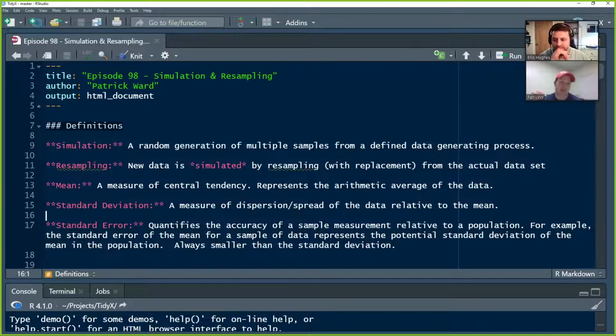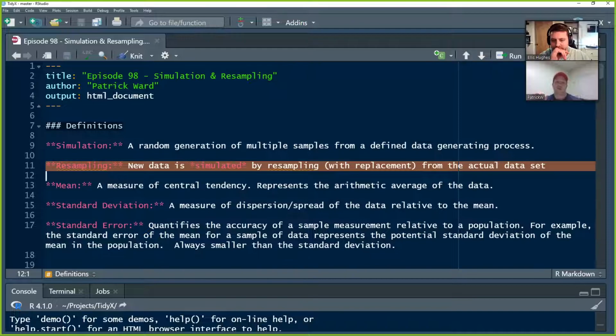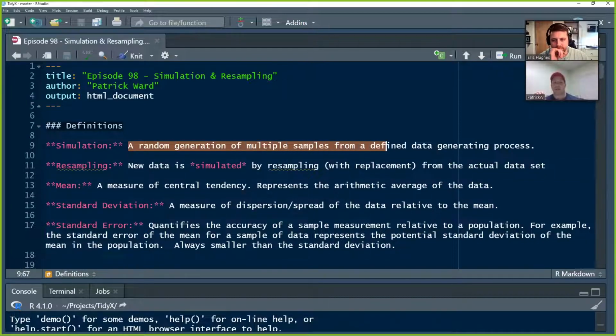And we're going to talk about simulation and resampling, and we're going to set the table with a few key definitions so that we make sure that we don't confuse ourselves around these things. So the first is going to be simulation. Simulation and resampling, sometimes people use these words interchangeably, but they are two different things. Simulation is a random generation of multiple samples from a defined data generating process. So the defined data generating process might be like a mean and a standard deviation, a sample size and a probability of success or failure. Resampling is different, because in resampling, new data is simulated by resampling with replacement from the actual data set.